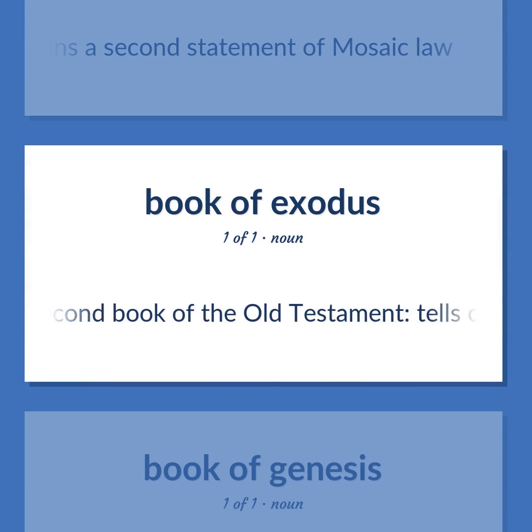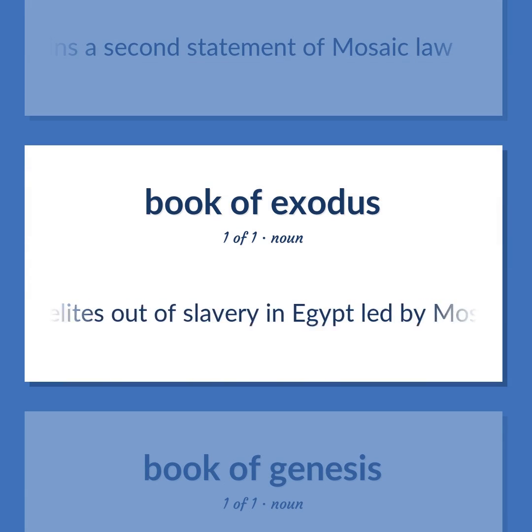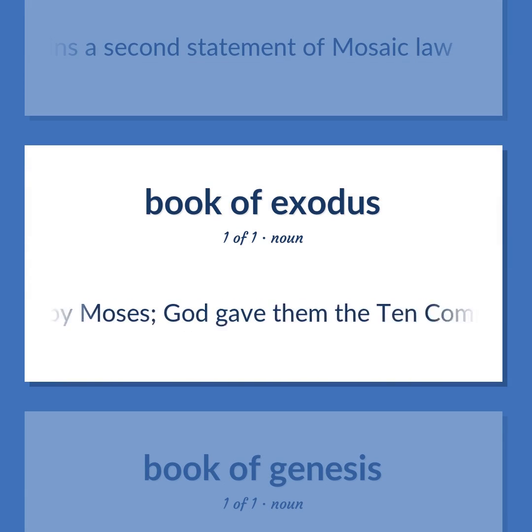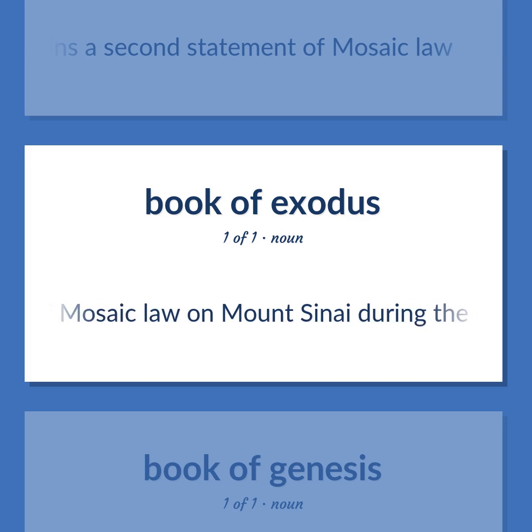The second book of the Old Testament tells of the departure of the Israelites out of slavery in Egypt led by Moses. God gave them the Ten Commandments and the rest of Mosaic law on Mount Sinai during the Exodus.